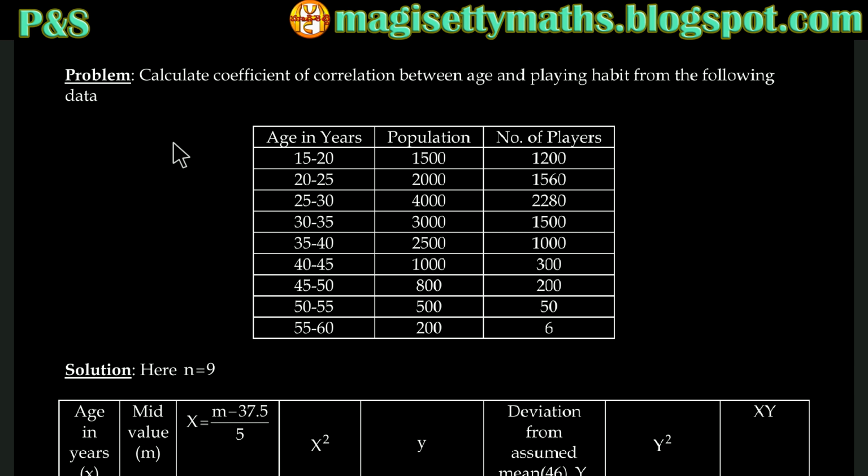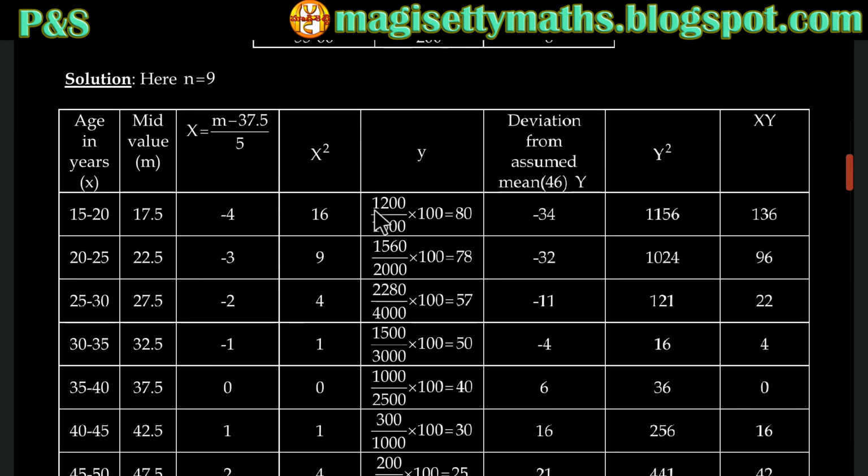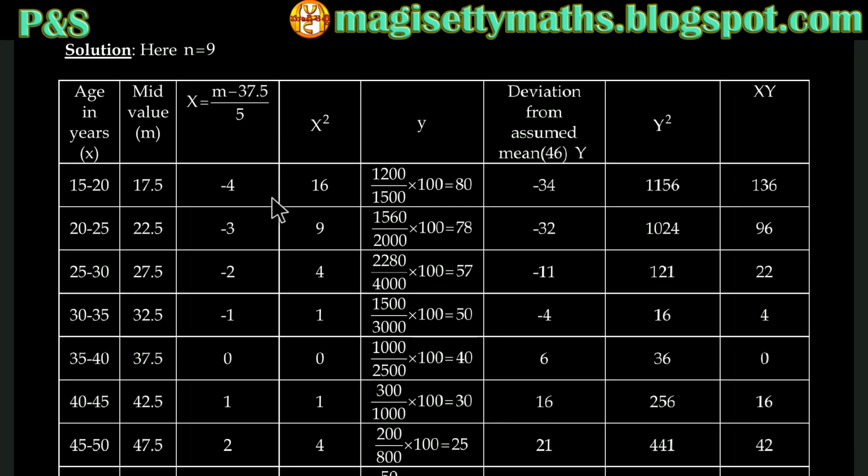In the previous problem, the sample data was given directly. But in this problem, the first sample is given in series form and the second sample in ratio form. With the help of this table, we can find the two sample data. Here, n equals the number of data points, 9.